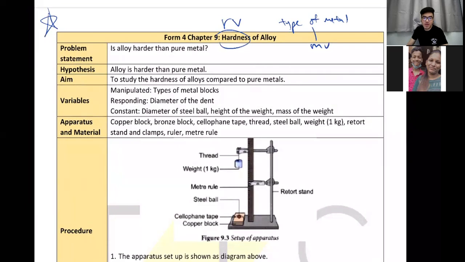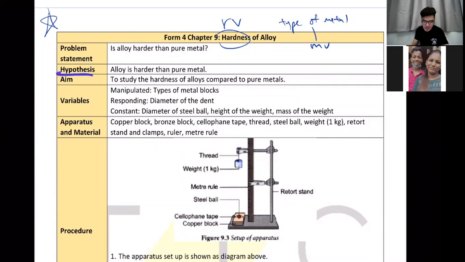All right, if you look at the problem statement, you might say, sir, why are they writing it like this? Why can't I just say, does the type of metal affect hardness? Yes, you can. But as you can see, for this type of metal, there's only alloy and pure metal. You can say, does alloy or pure metal affect hardness? You can write it that way. But they are doing it this way. They say, is alloy harder than pure metal? Like I said, there are a million ways to write this thing.